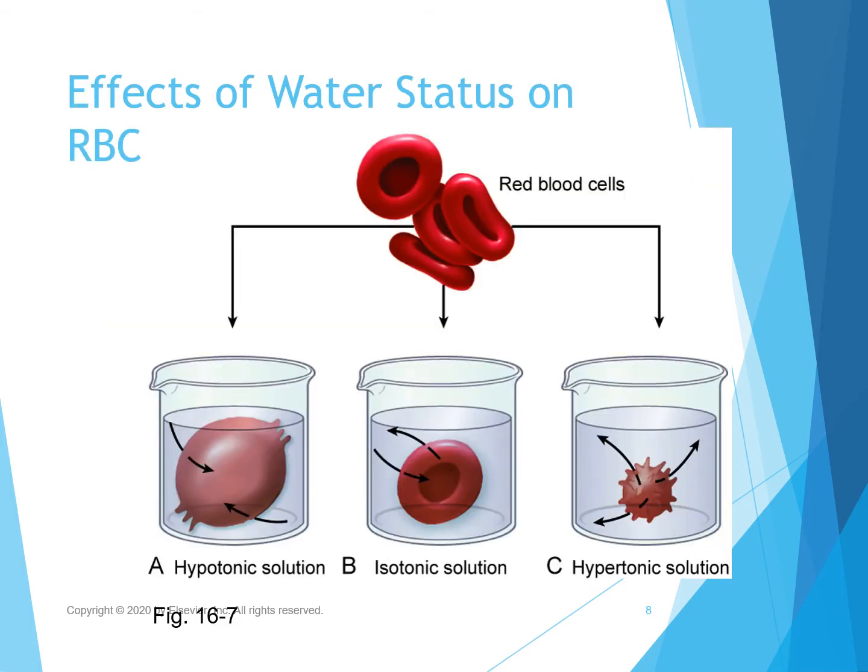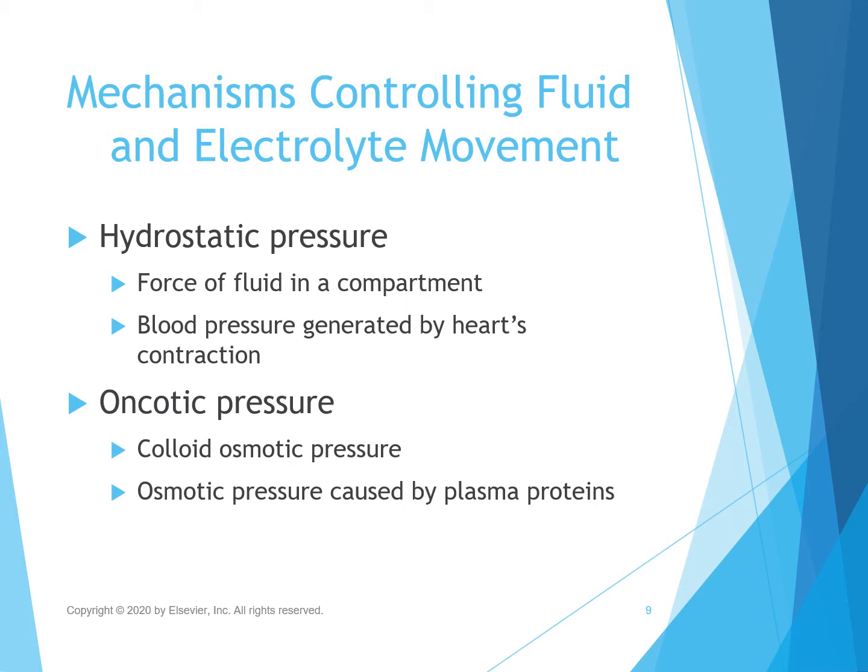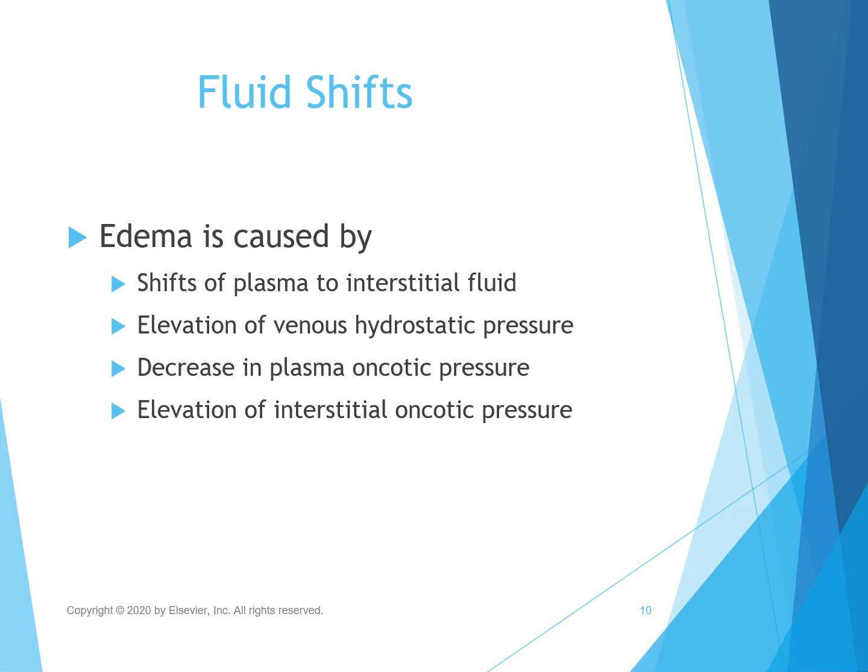I thought this picture was especially helpful because some people do better with a visual. It shows you what a cell does in hypotonic solution versus isotonic, and then versus hypertonic. And the cell they're using here is a red blood cell. Also have the definitions of hydrostatic and oncotic pressure. It is important that you're able to understand why edema occurs.